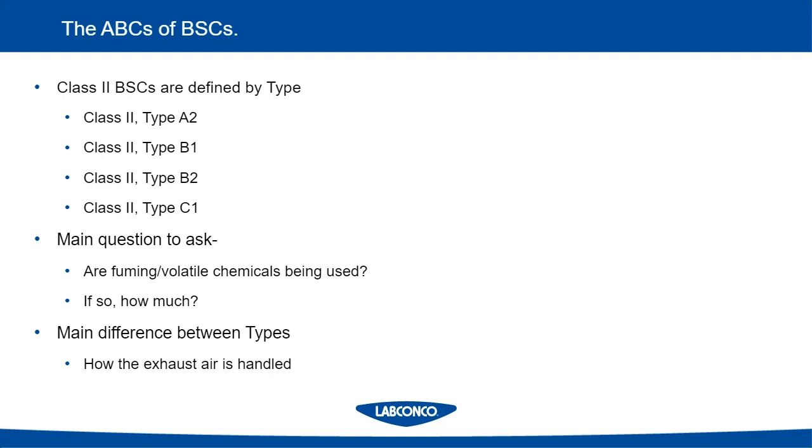So the main difference in all of these different types of biosafety cabinets that we're going to talk about is how they exhaust those chemicals. How the airflow is handled between an A2, a B1, a B2, and a C1 is all very different in how they handle the exhaust air. Okay? So when looking at these cabinets, it's not necessarily about the biohazard risk you're working with and what type you need. It's more about the chemical risk and how much chemical you're using. Okay?